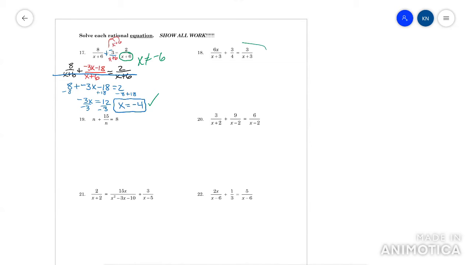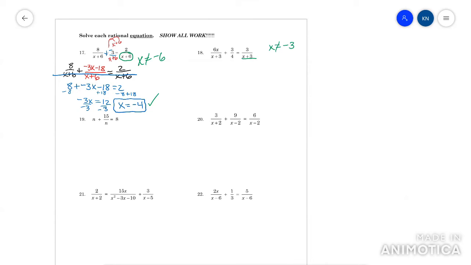So looking at number 18, the 4 doesn't give you a restricted value because it doesn't have the letter x, but this x plus 3 would. It would tell you that x could not be negative 3. So if we solve this and we get an answer of negative 3, that means it's no solution. But let's see what happens.